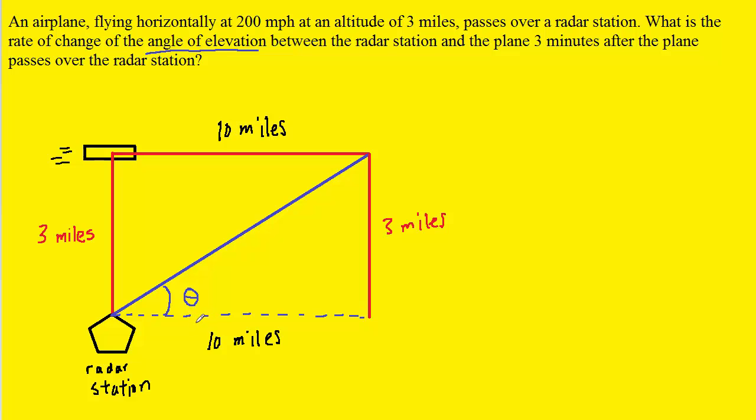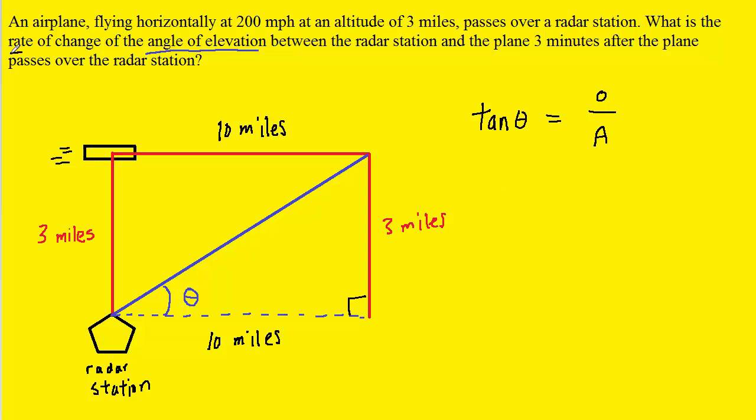Now, we need an equation that involves the angle theta so that we can actually figure out the rate of change in that angle. And to do that, we can examine this right triangle right here. One equation that relates the distances and the angle would be the tangent equation. We know that the tangent of that angle is going to equal the opposite side, which we have marked as 3 miles, over the adjacent side, which we have marked as 10 miles.